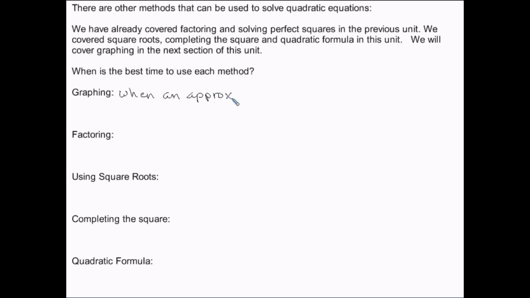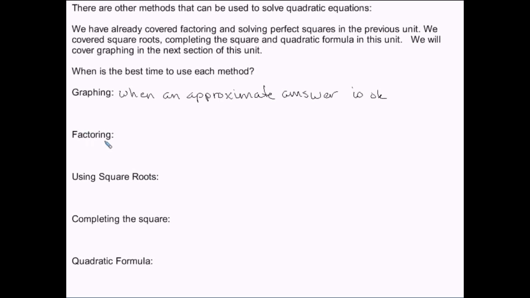So the thing about graphing is we are not perfect, so we can't always draw a perfect graph. And also, the solutions to quadratic equations aren't always integers. So if you fall between the lines on a graph, how do you know what number it is? So graphing is good when you don't need an exact answer, when an approximate answer is okay.